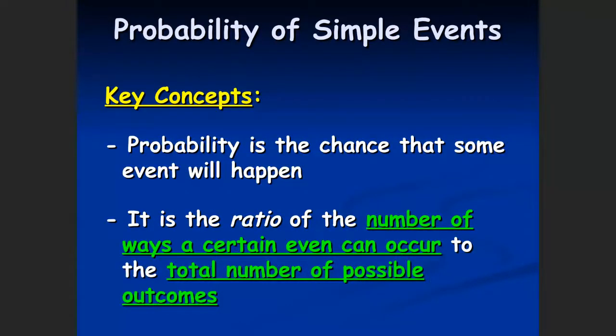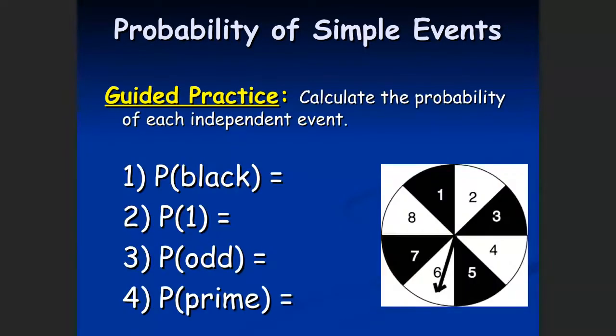Probability is a chance that some event will happen. It is the ratio of the number of ways a certain event can happen to the total number of possible outcomes. Calculate the probability of each independent event. Probability that it is going to end up on a black one? Well, we've got 1, 2, 3, 4, so that would be 1/2. Probability of 1, well, there's 1 out of 8. Probability of an odd, well, odd numbers are 1, 3, 5, 7. It looks like it's 1/2.